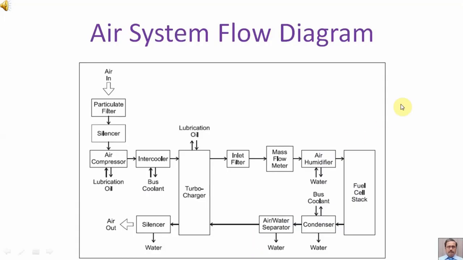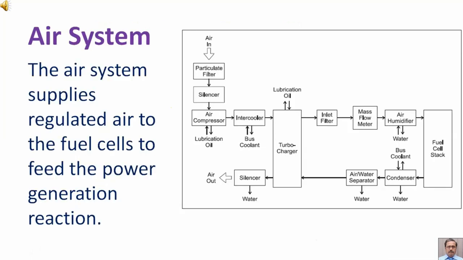This diagram depicts air system flow diagram. In this flow diagram, many parts have been shown. We shall be discussing about these parts in this lecture. Air system. The air system supplies regulated air to the fuel cells to feed the power generation reaction.